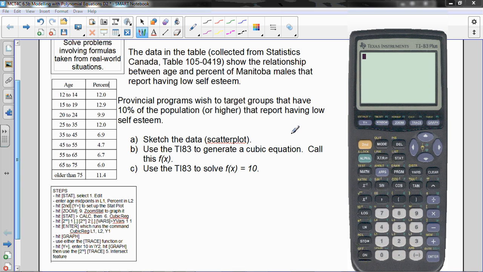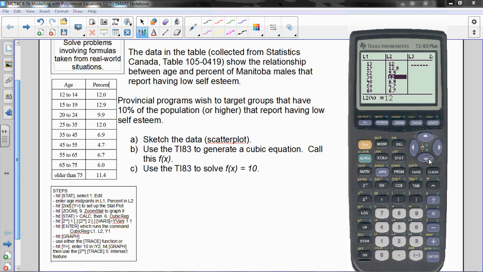To do a scatter plot, remember it's stat, and then edit, and then enter the data. Now notice the percents all make sense. Those are going into list 2, but in list 1 I can't put ranges in the data. So what I'm doing is the midpoint. So what's the midpoint of 12 to 14? It's 13. What's the midpoint of 15 to 19? It's 17, and so on.